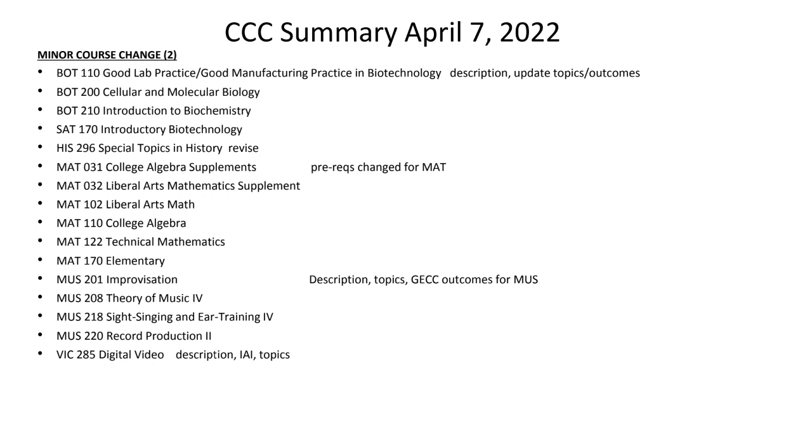Can I have a motion to approve items 22-82 through 22-85, which is 4 revised music courses? Motion to approve? So moved. Second, Tracy. Thank you. 22-82 is Music 201, Improvisation 2. 22-83, Music 208, Theory of Music. 22-84, Music 218, Sight, Singing, and Ear Training. 22-85, Music 220, Record Production 2.